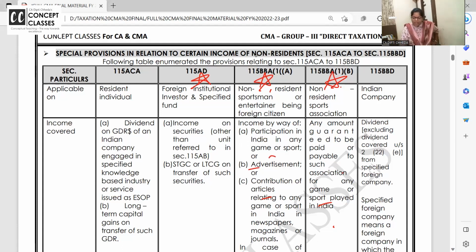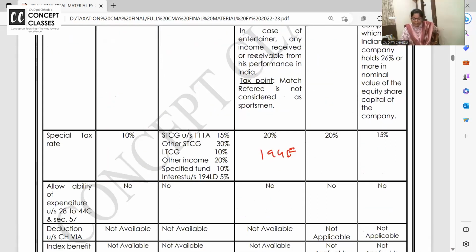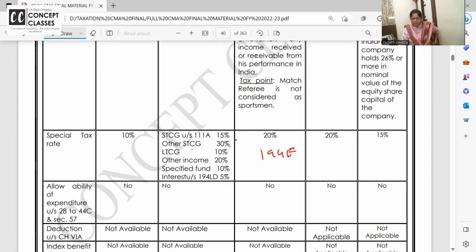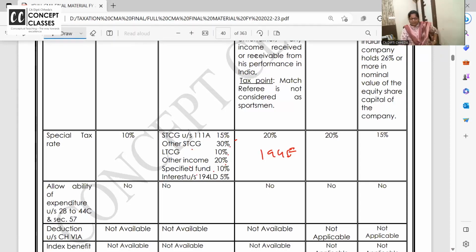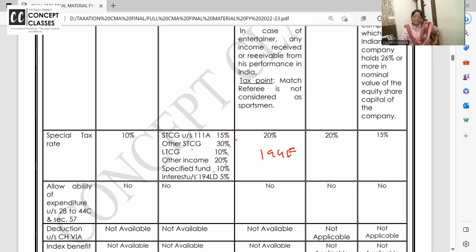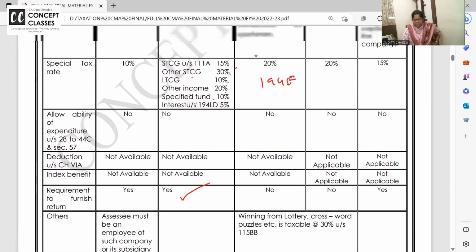Now do this. If there is a foreign institutional investor or some specified fund, category 1, 2 and all, then for income on the securities, whatever they have earned, how are they going to pay tax? Short term capital gain under 111A, with STT charged, is 15%. Other short term capital gain 30%. Long term capital gain 10%. Other income 20%. In some specified funds, other income is 10%. And only if they receive interest from infrastructure bonds, rupee denominated bonds, then 5%. No basic exemption and all is available to them, and of course they have to file the return.